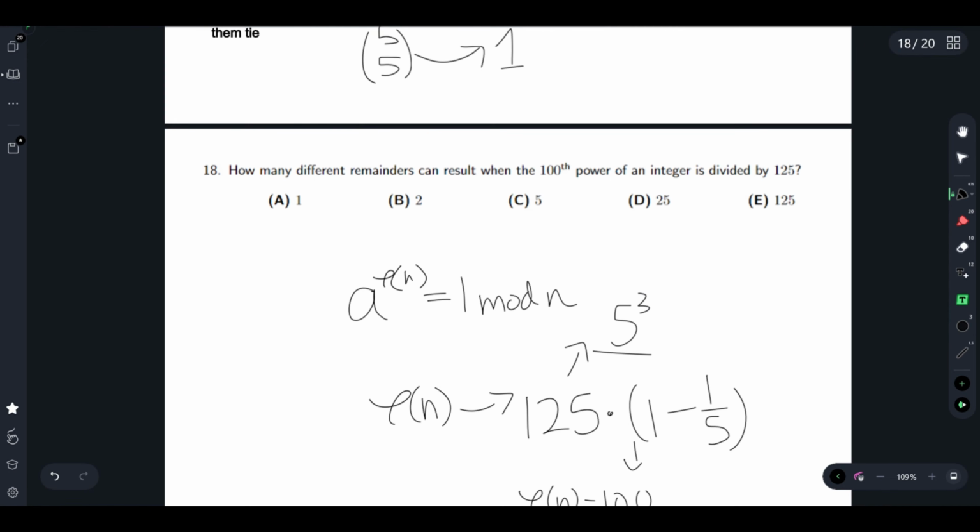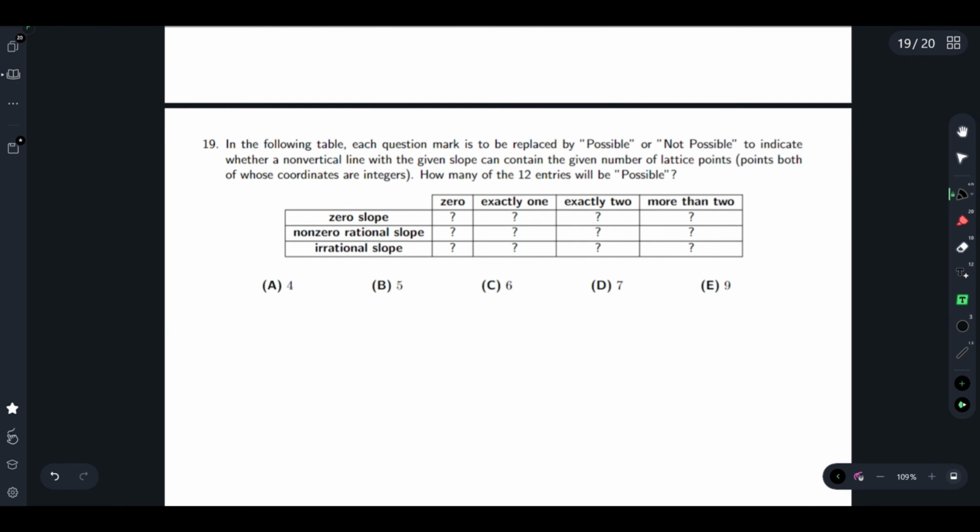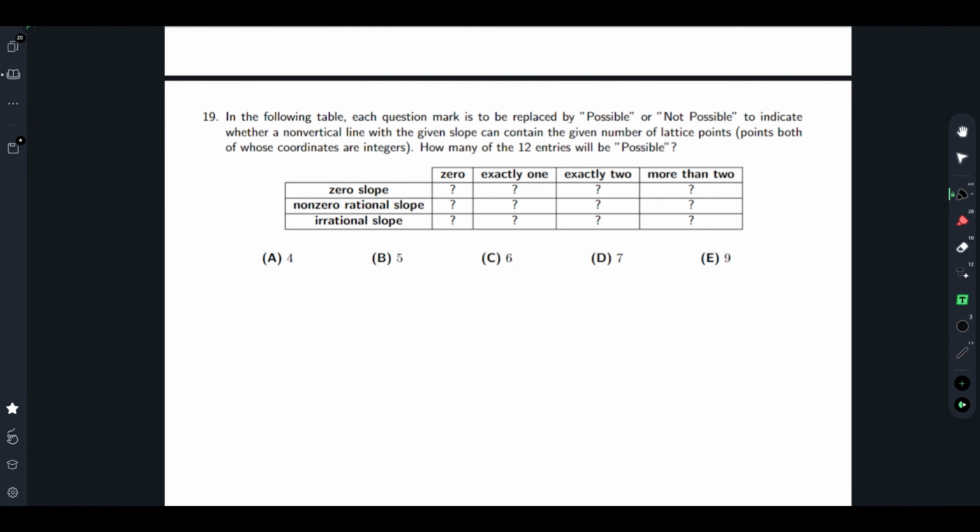So here we have our answer, 2, because it's either 0 or 1. Problem 19. In the following table, each question mark is to be replaced by possible or not possible to indicate whether a non-vertical line with a given slope can contain the given number of lattice points. Let's start off with 0 slope.